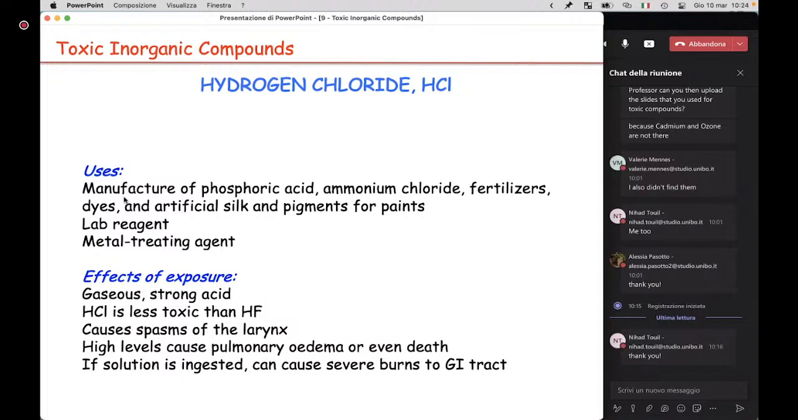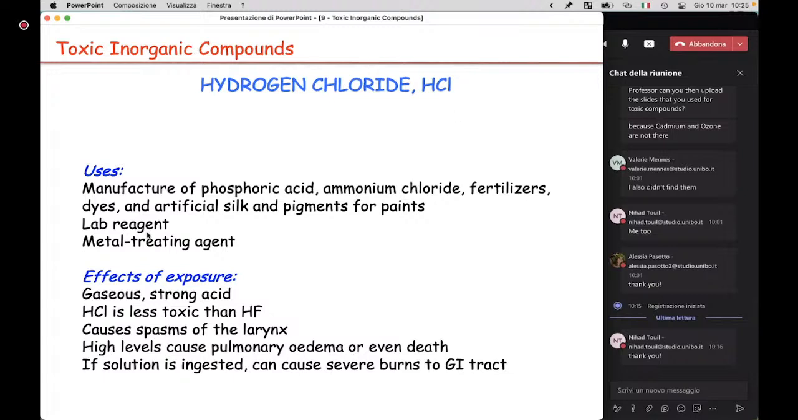It is also used in dyes and pigments for paints, as a lab reagent, and as a metal treating agent. It is used to etch metals, just like hydrogen fluoride is used for glass. Of course, toxicity is very similar in its characteristics to that of hydrogen fluoride, since it is a strong acid and is gaseous, but it is less toxic than hydrogen fluoride. It can cause toxicity to the respiratory tract, up to death in particularly severe cases. But as I say, this is similar but less severe than hydrogen fluoride.